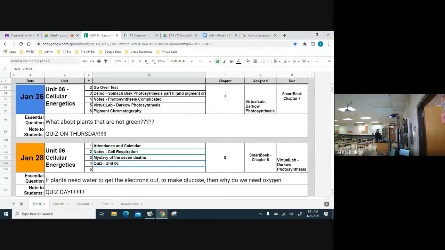So, all right. Today we're going to try to figure out what about plants that are not green is kind of our big question. Like, what's up with that? How does that work? So I'm going to show you all 2 things here. Last time I saw y'all, we made spinach discs sink. And then by removing the air, then we made spinach discs float because we made them do photosynthesis.